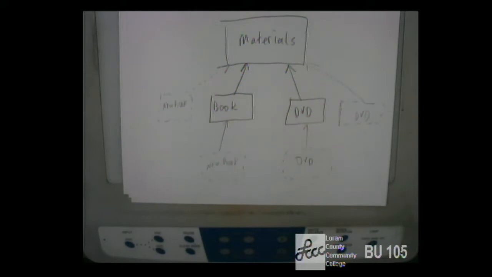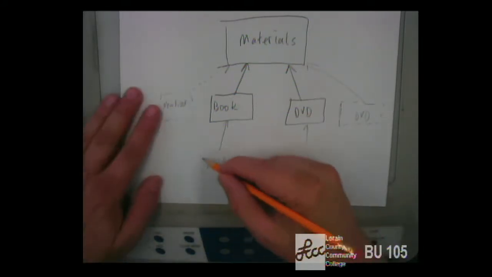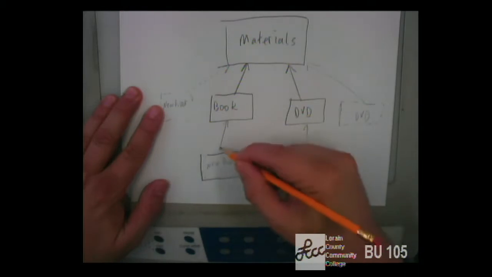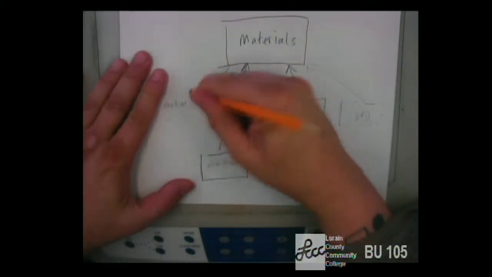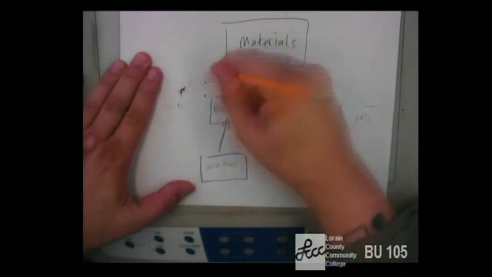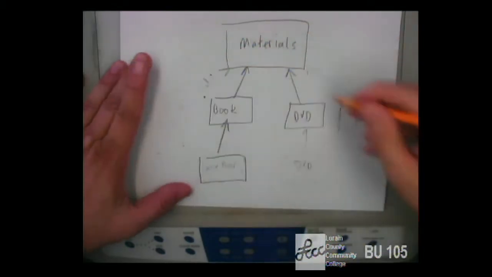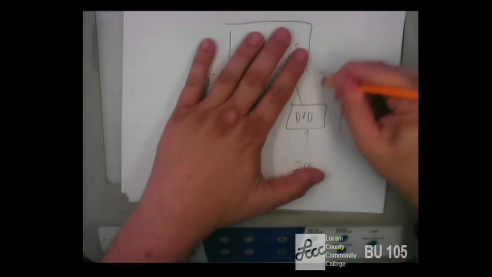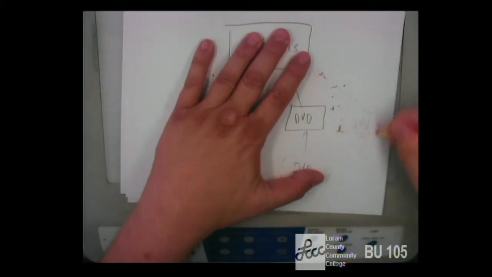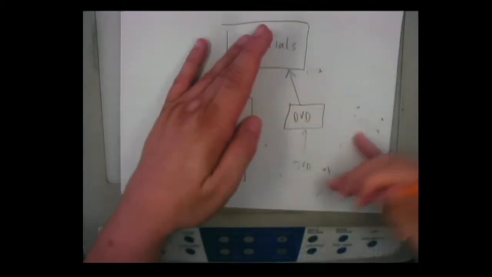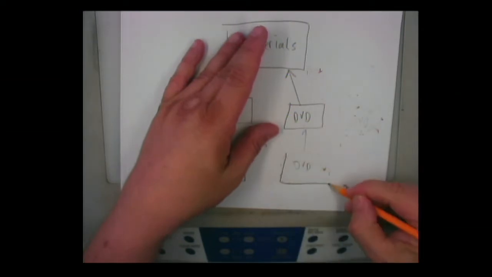How does this work as far as the is test goes? Is a new book a book? A new book is a kind of book? Sure. So it passes the is test. So to your point, well taken, I would do it this way. I would have new book inherit from book, and new DVD rather, inherit from DVD.